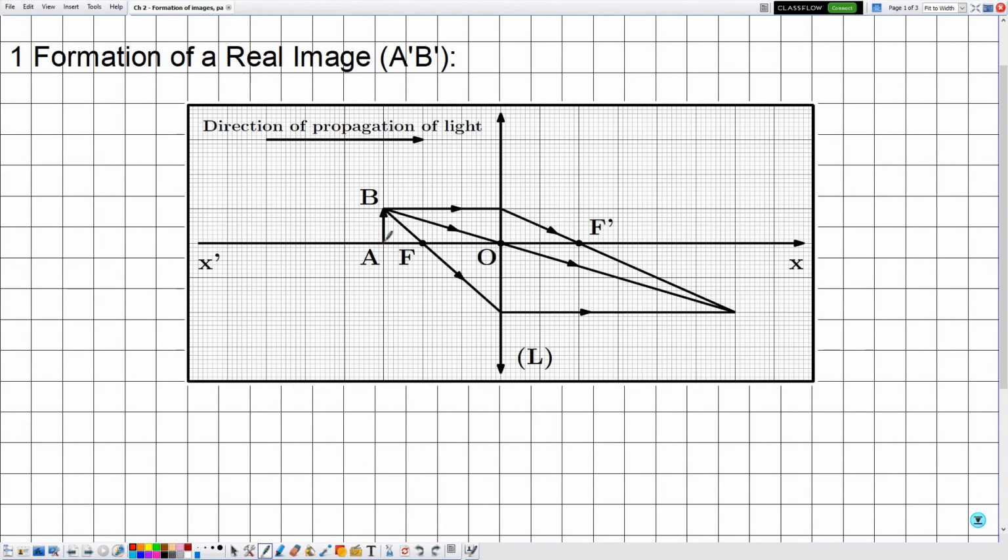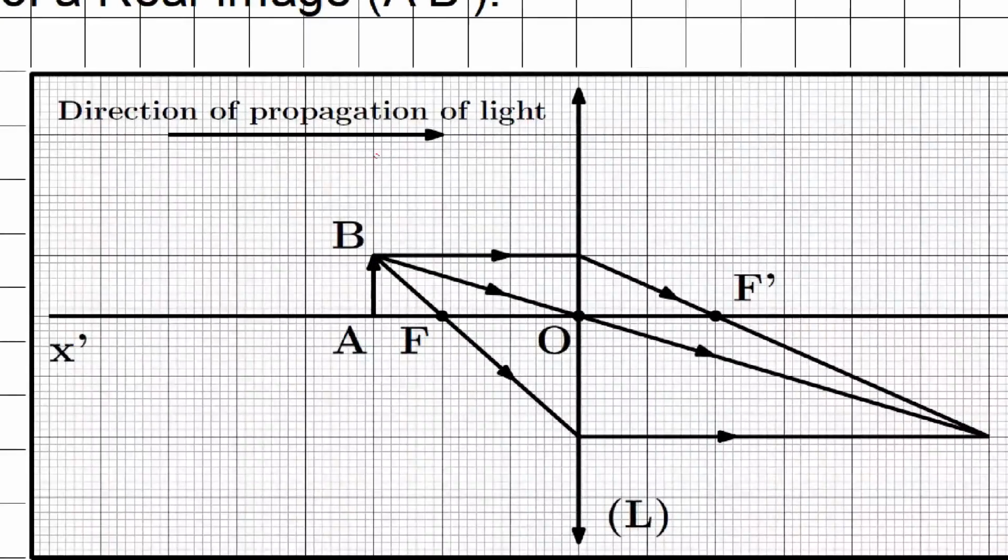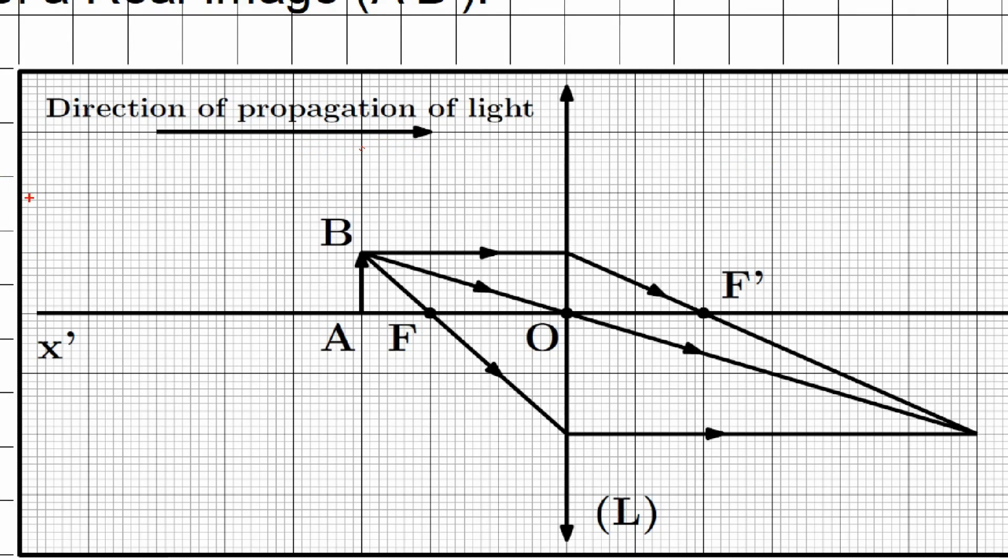Okay, so what does AB represent? Let's write down that AB is a luminous object placed in front of a converging lens L. Okay, so this is the lens L, and because the direction of propagation of light is from left to right, then this side is said to be in front of the lens and this side is said to be behind the lens. Okay, now this is the object AB.